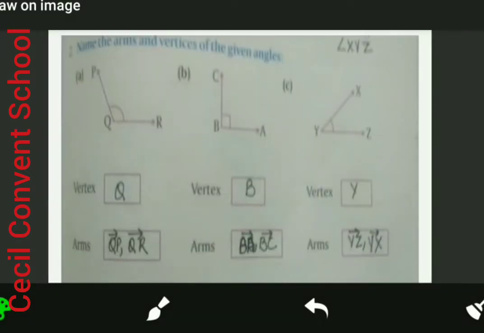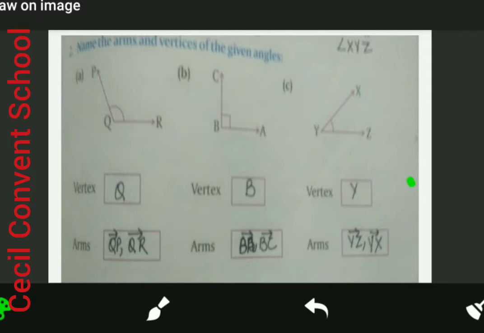First vertex is Q, then vertex is B, then vertex is Y. And arms, how do we write? We write arms from the vertex to the arrows. So first is QP and QR. After that, we write from the center point B, so we write BC and BA. Clear? Do the two arms I have written of B.